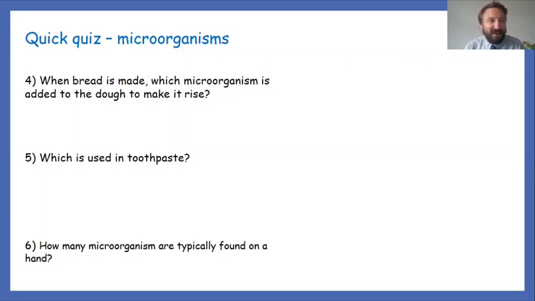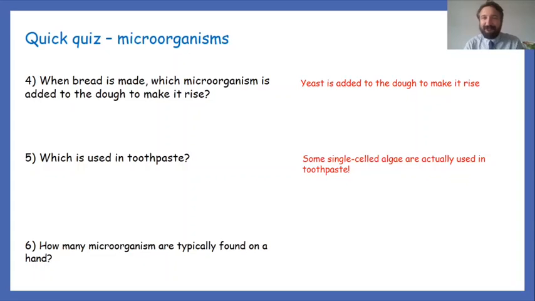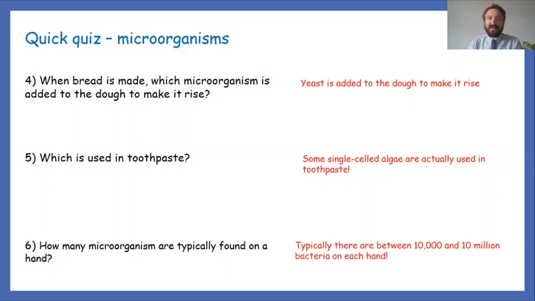Okay, so you're back already. When bread is made, which microorganism is added to the dough to make it rise? Well, yeast is added to the dough to make it rise. Which microorganism is used in toothpaste? Now, I hope this doesn't put anybody off brushing their teeth. Some single-celled algae are actually used in toothpaste. And then finally, how many microorganisms are typically found on a hand? Well, typically there are between 10 and 10 million bacteria on each hand. So you might have 20 million microorganisms on your hands currently.